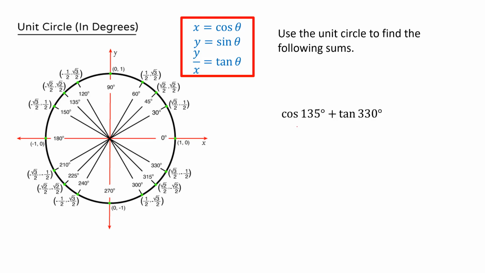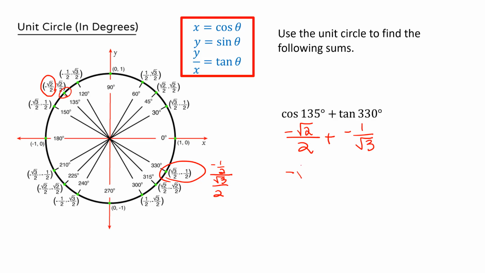So cosine 135. All right, that is right here. Cosine is your x coordinate, and that is negative square root of 2 over 2. And then tangent 330. Here we are at 330. Tangent is y over x, so negative 1/2 over square root of 3 over 2, which is just negative 1 over the square root of 3. Now, you never leave a radical in the denominator.